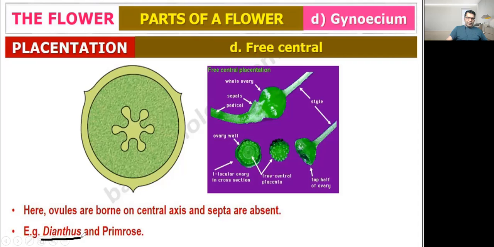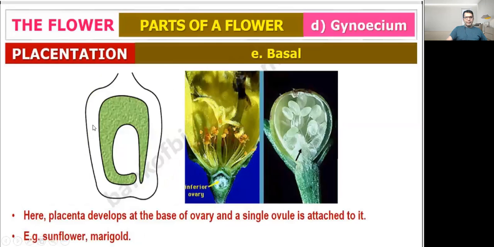So examples: dianthus and primrose are examples of free central placentation. Then the next placentation is basal. Here the placenta develops at the base of the ovary. This is the ovary, here is the base, and the placenta is developing.